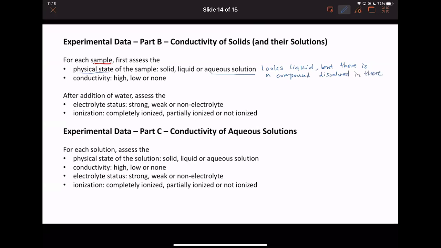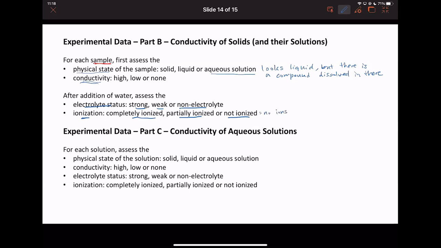Okay, and then conductivity. So conductivity is high, low, or none. So you're either going to see a lot of light, a little bit of light, or no light. That was for part A, which showed you what the meaning of conductivity was. Then in the video, they're going to add water. And so then at that point, you need to add the electrolyte status. So what's a strong electrolyte compared to a weak electrolyte or a non-electrolyte? That's all going back to that diagram in part A. And then the ionization. Is it at the molecular level completely ionized, partially ionized, or not ionized, and that there are no ions? That's what not ionized means.